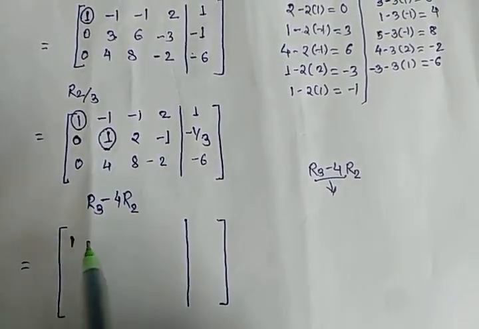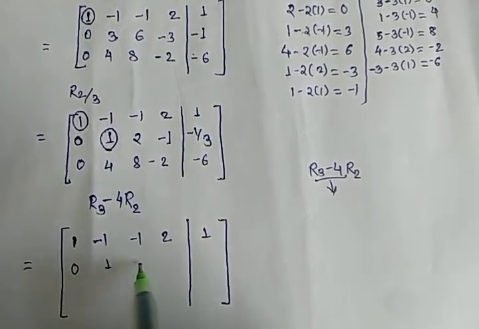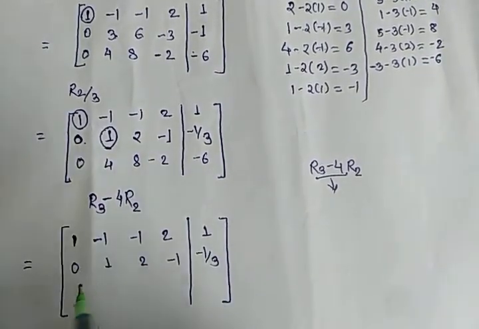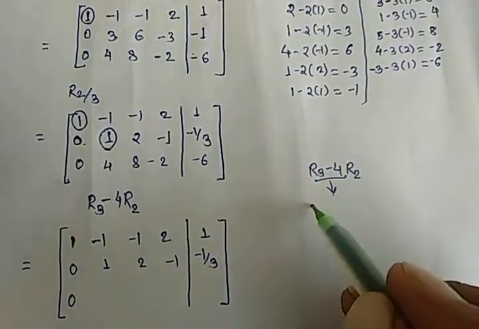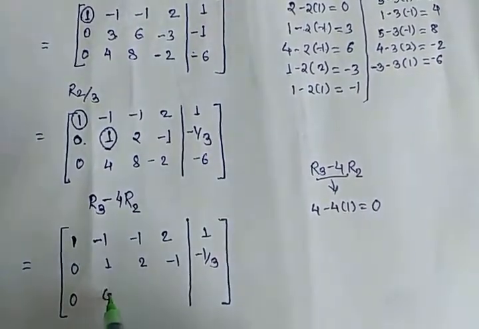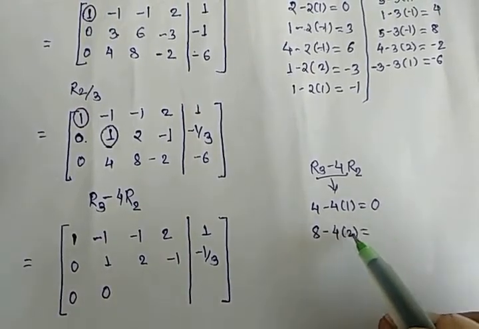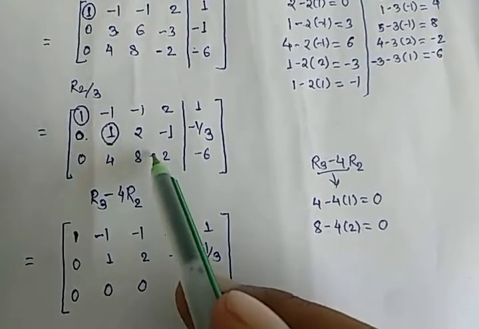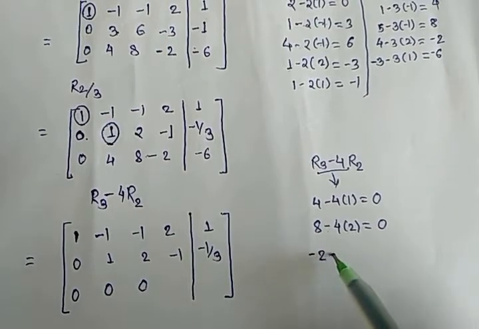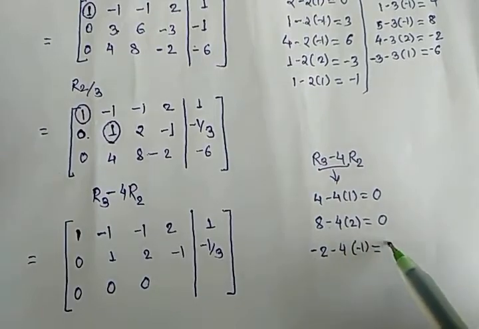So first 2 rows as it is: 1, minus 1, minus 1, 2, 1, and 0, 1, 2, minus 1, minus 1 upon 3. Now here it is 0 minus 0, which is 0. Here 4 minus 4 into 1, which is 0. Here the second term is also 0. Next 8 minus 4 into 2, which is 8 minus 8, again 0. Next minus 2 into minus 4 into minus 1, which is minus 2 plus 4, which is 2.